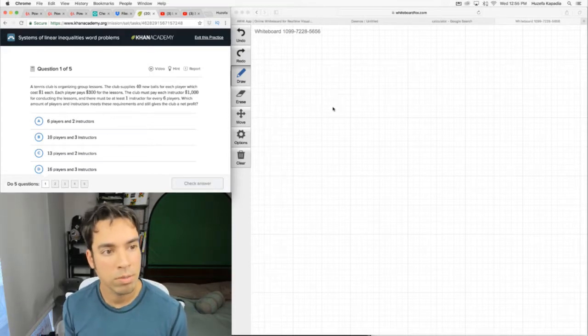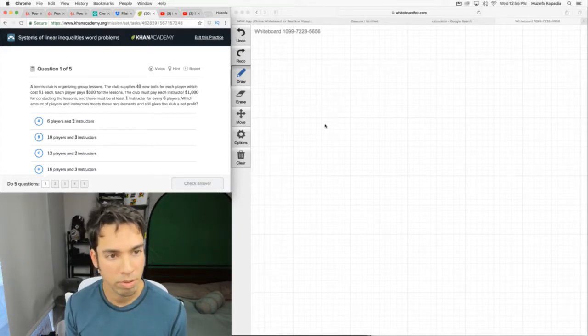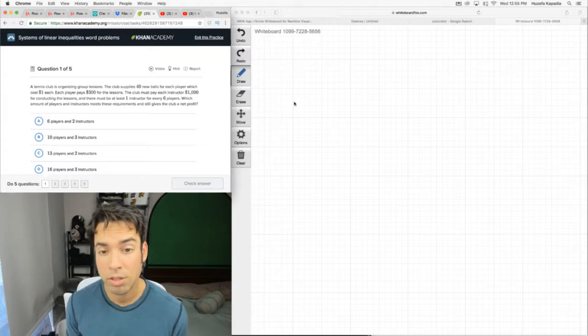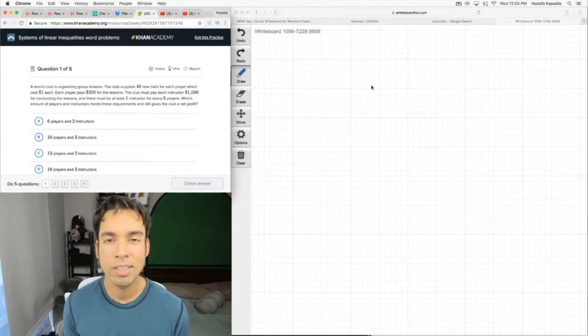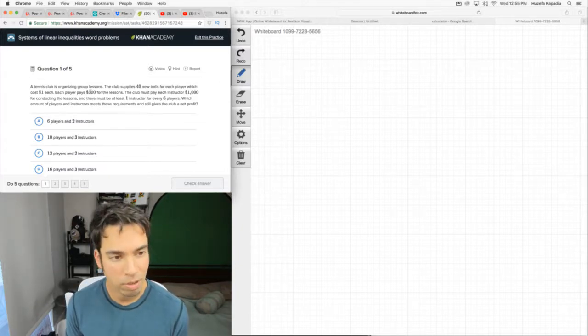And we are solving systems of linear inequality word problems. So without further ado, let's do it. And as always, I'm seeing these prompts for the first time, so that is part of the fun.